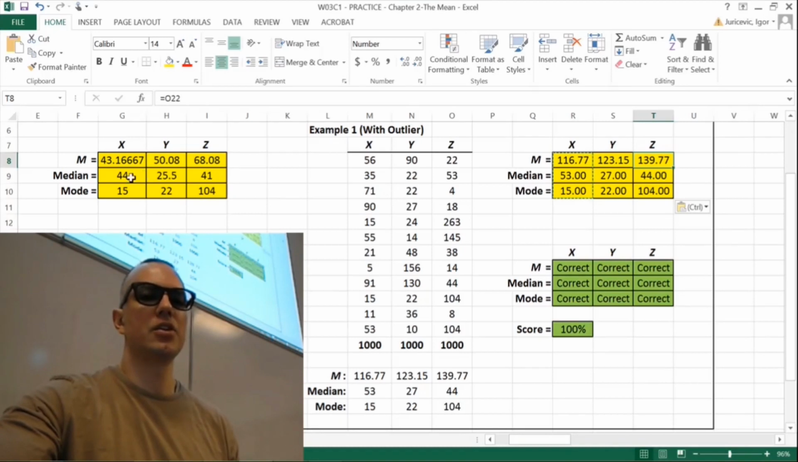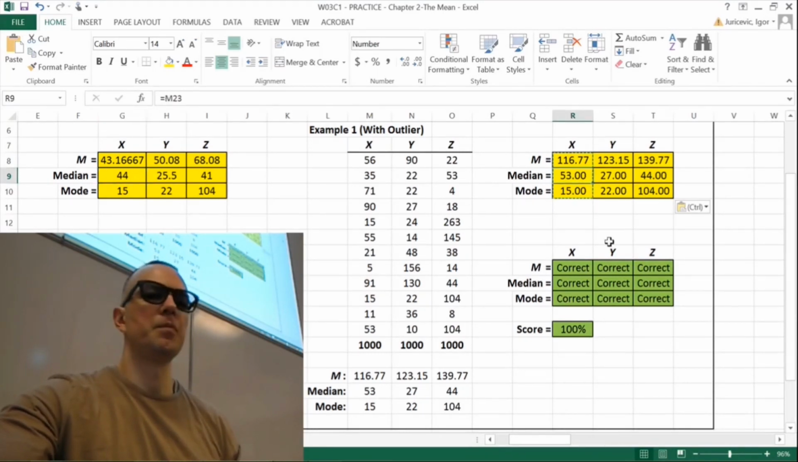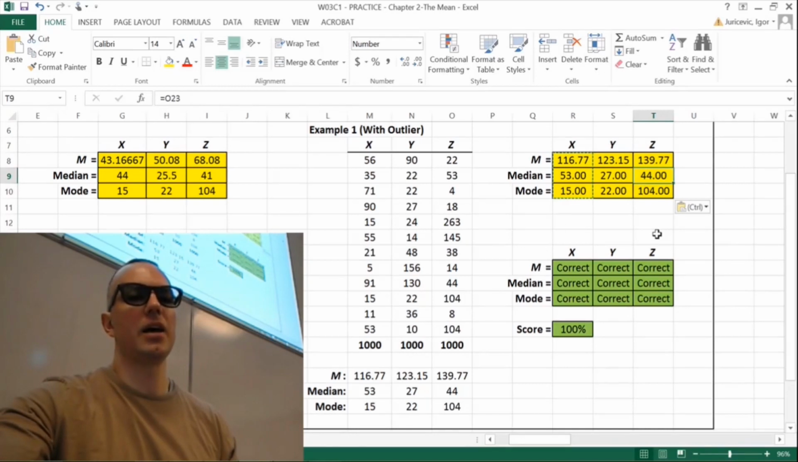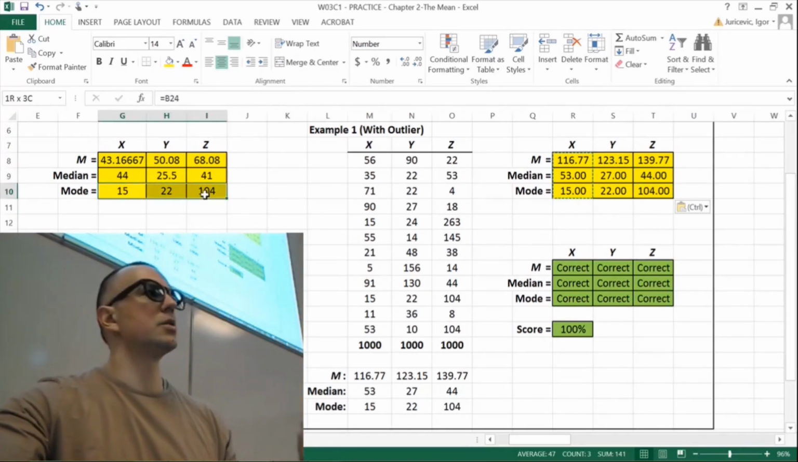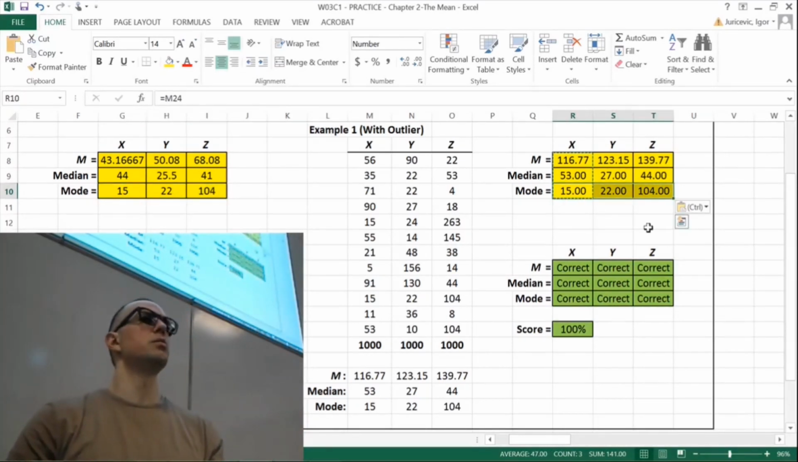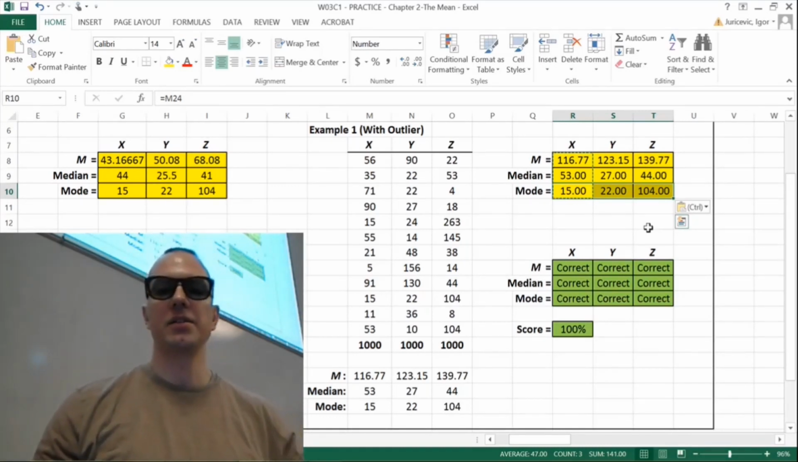However, notice that your medians have not moved very much. Even though this score is 1,000 and more than doubled all of your means, your median for X scores has gone from 44 to 53. Your median for Y scores has gone from 25.5 to 27. Your median for Z scores has gone from 41 to 44. So not much of a change at all, very robust against outliers. And for the mode, because only the one score was added, your mode has not moved at all, because the score that was most frequent before is still most frequent. So the mode is incredibly robust against outliers.